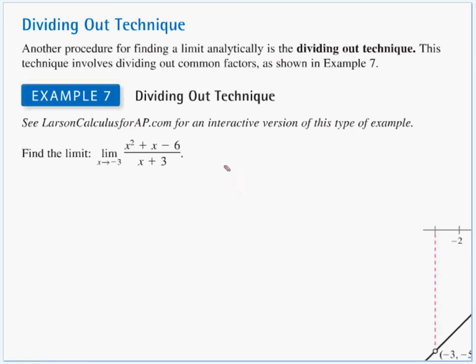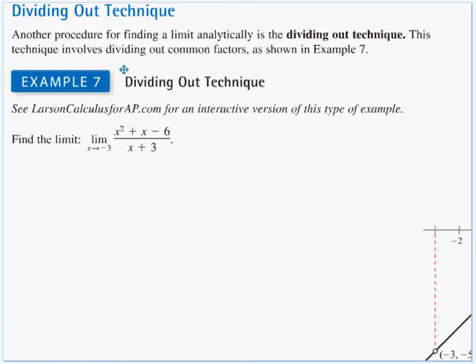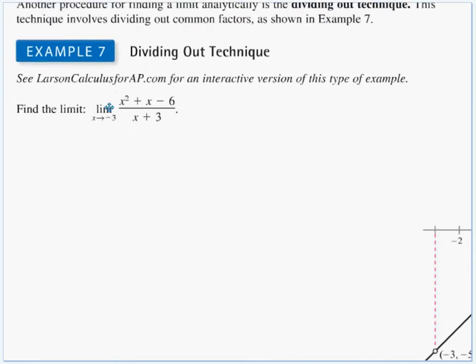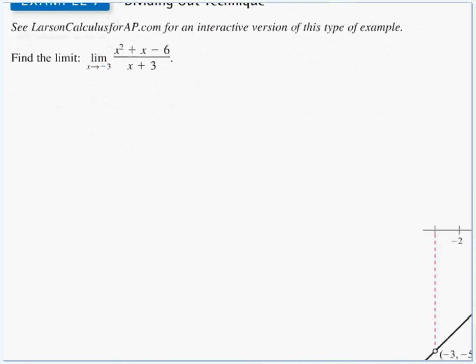All right, here's another simple one, the dividing out technique. They sort of spoil the surprise for us with this technique, because the last example, example 6 in the new book, they changed. So here's the first dividing example. I think this is in our new textbook. They're asking us to find this limit. Of course, we know we're going to try direct substitution first.